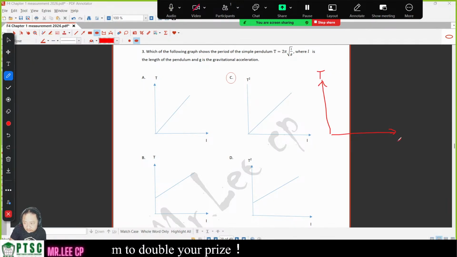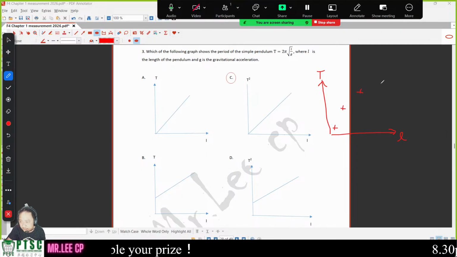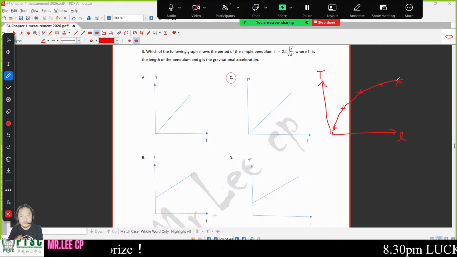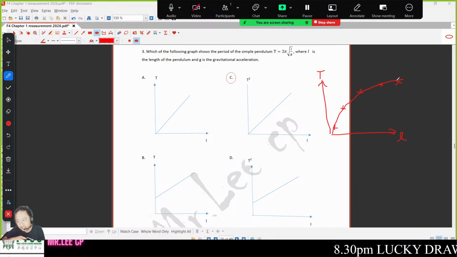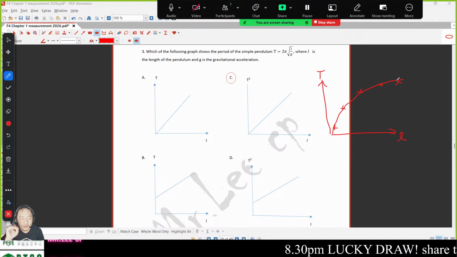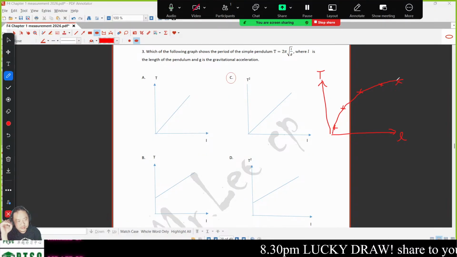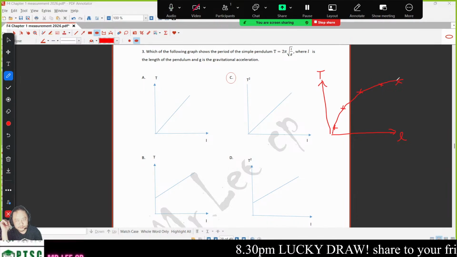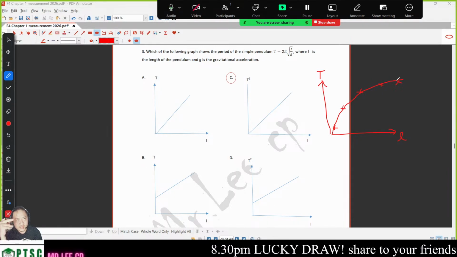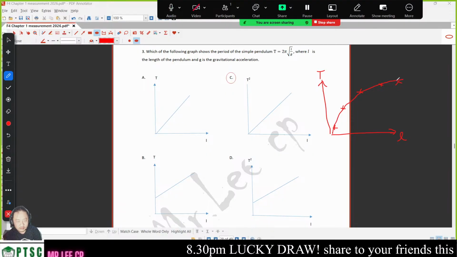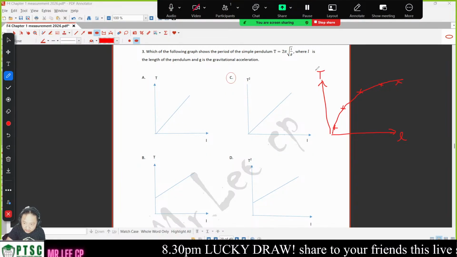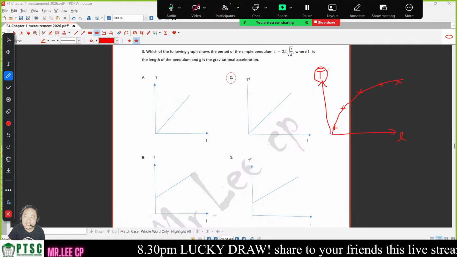T and L. If you plot this way, you will get a graph like this. It is not a straight line, it is a curve. If T only, not T squared, you will get a curve this way. This simple pendulum in paper 3 came up a few times in SPM. In this year, it came up 2 times already. So, very important, you need to know. So, cannot say it will not ask in T. It can ask.